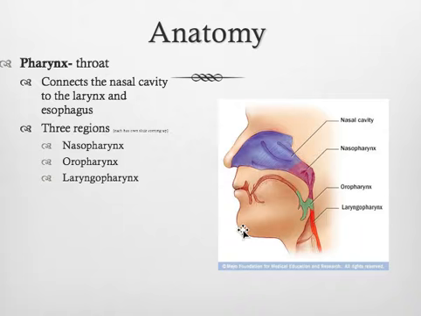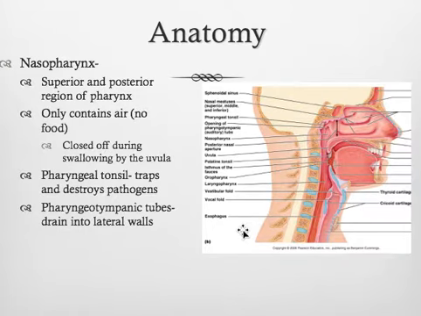The pharynx is your science word for your throat. You have three regions of it. You have the nasopharynx, the oropharynx, and the laryngopharynx, and we're going to speak about each of them individually. So the nasopharynx is up here. It is above the epiglottis.